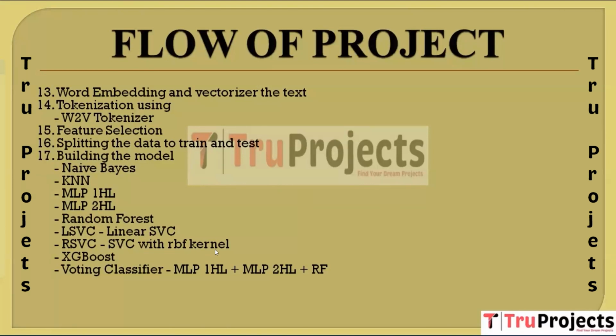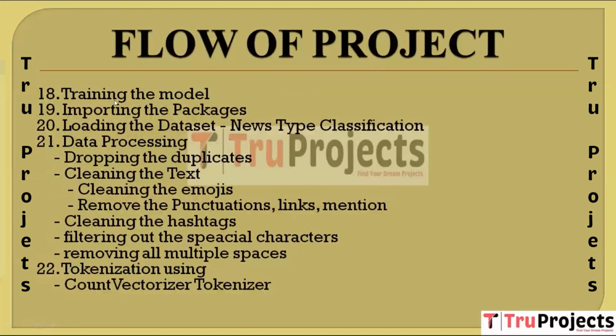RSVC, SVC with RBF kernel, a support vector classifier with a radial basis function kernel. XGBoost, a gradient boosting algorithm. Voting classifier, that is MLP1HL plus MLP2HL plus RF, a classifier that combines the predictions of multiple models using a voting strategy. Then next we have training the model. This step represents the continuation of the model training process after feature selection. You can use the selected features to train your machine learning models with the training data. The goal is to optimize the model's parameters and internal weights to make accurate predictions.